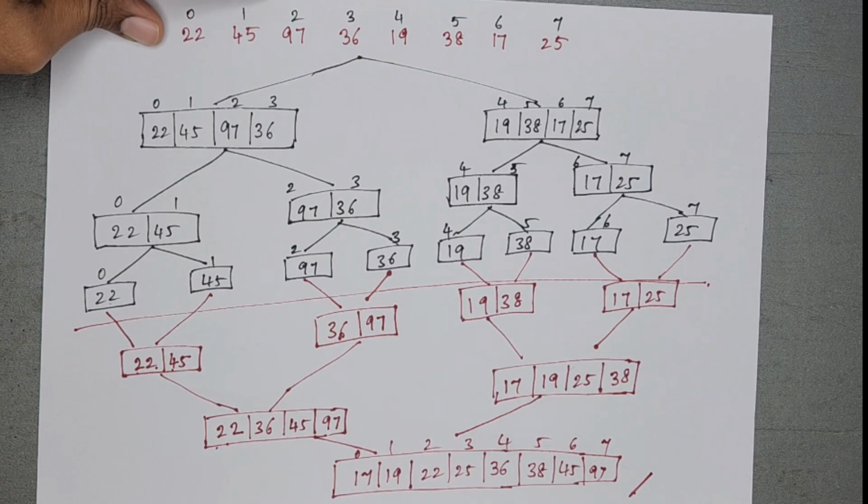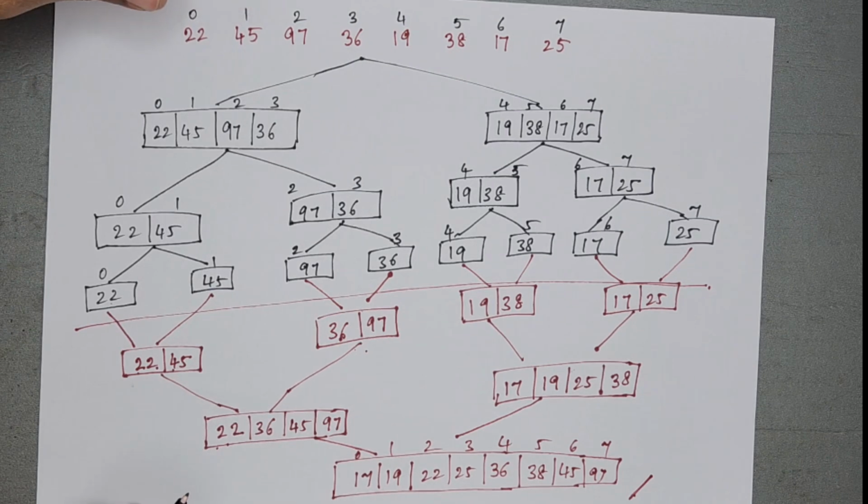We'll see the code also, how to sort these two elements, which element we have to compare. This is one sorted array, this is also a sorted array. How to sort these two sorted arrays, which elements we have to compare. I'll explain clearly with an example.